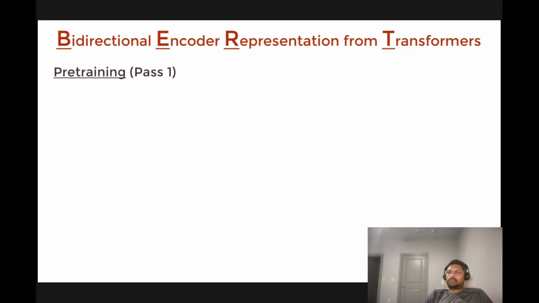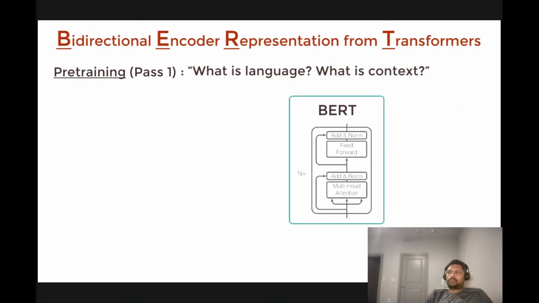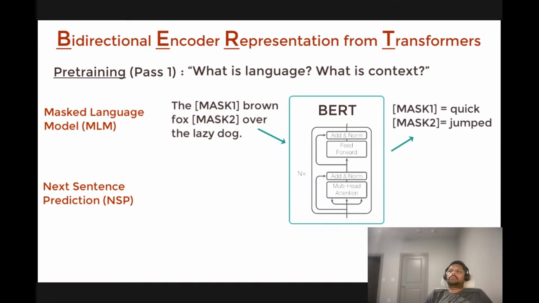So, pre-training. The goal of pre-training is to make BERT learn what is language and what is context. BERT learns language by training on two unsupervised tasks simultaneously. They are masked language modeling and next sentence prediction. For masked language modeling, BERT takes in a sentence with random words replaced with masks. The goal is to output these masked tokens. And this is kind of like fill in the blanks. It helps BERT understand bidirectional context within a sentence.